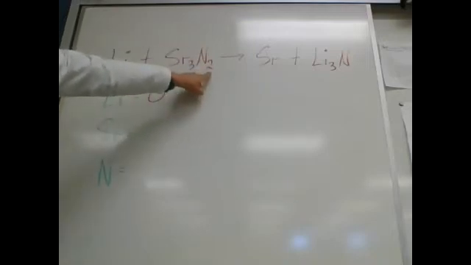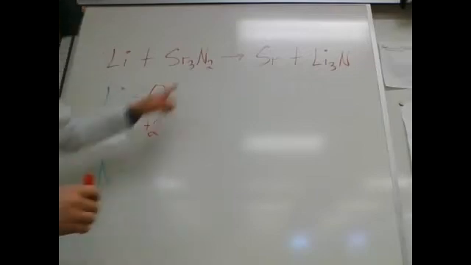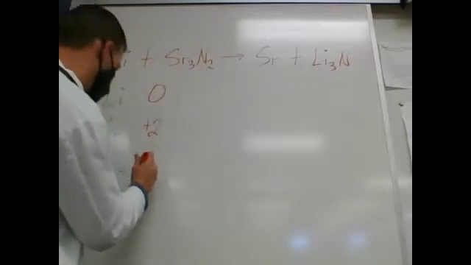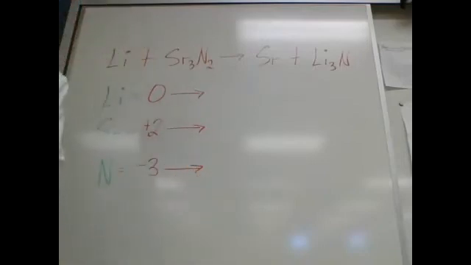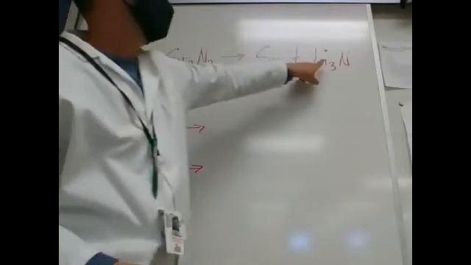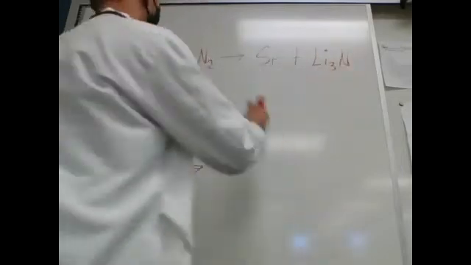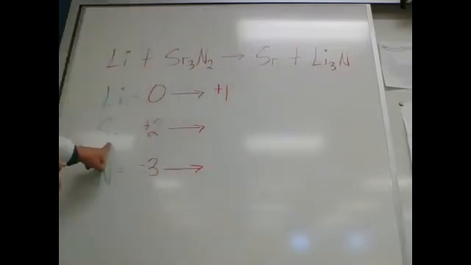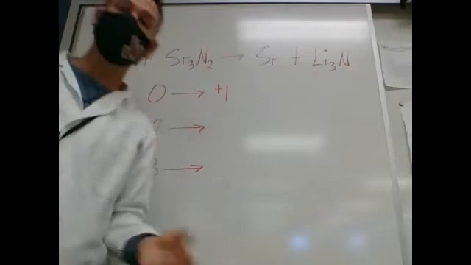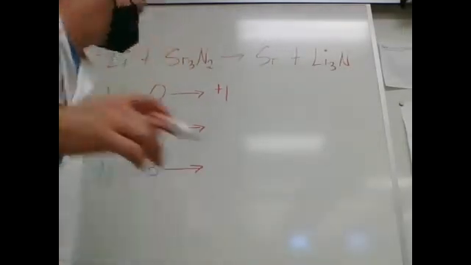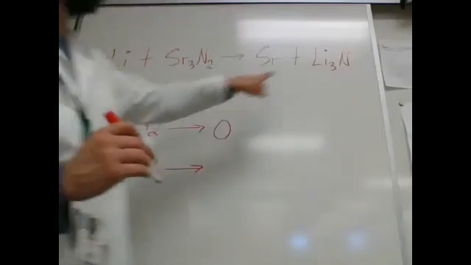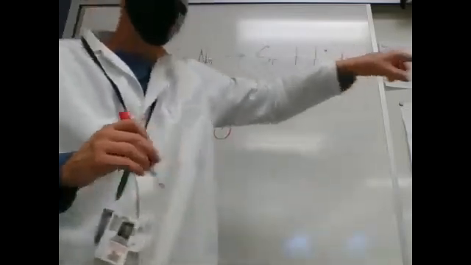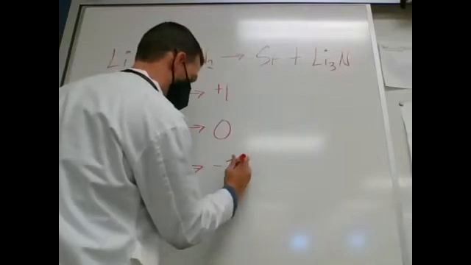Strontium is +2 as expected. Nitrogen is -3 as expected. So there's the reactant values. Let's compare them to the product values. Lithium as a product has his +1 charge. Strontium as a product is a free element, and all free elements are 0. Nitrogen as a product is still -3 bonded. He remains unchanged.